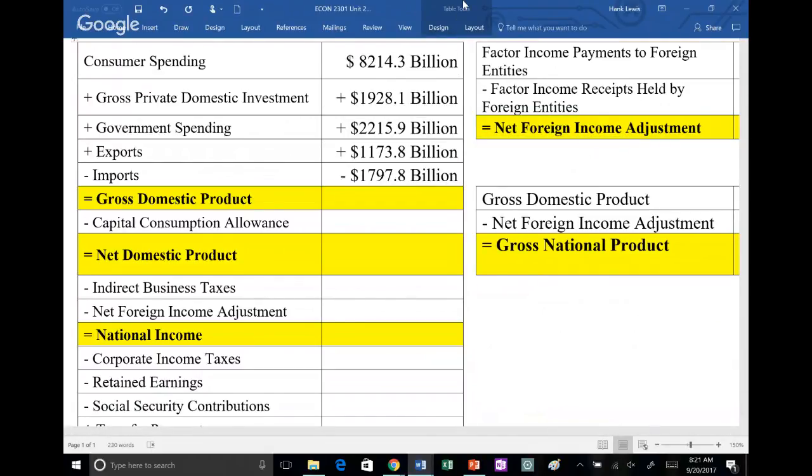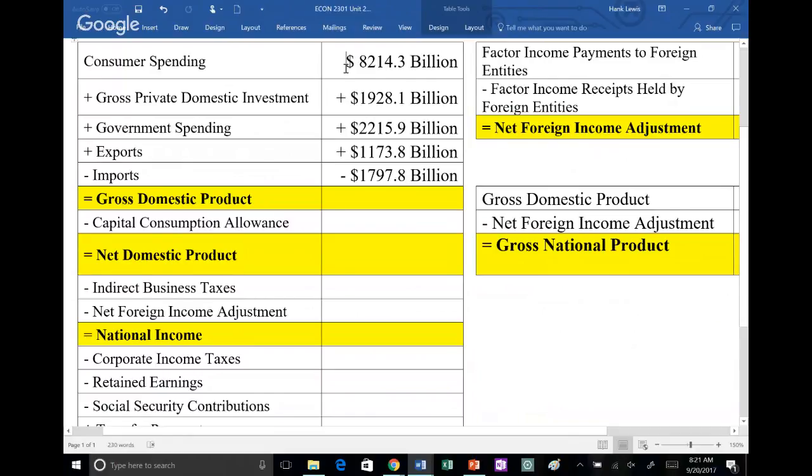Consumer spending, $8,214.3 billion. Gross private domestic investment spending, $1,928.1 billion. Government spending, $2,215.9 billion. Exports, $1,173.8 billion. And imports, $1,797.8 billion. Now notice all of our operators are here except for the first line item.